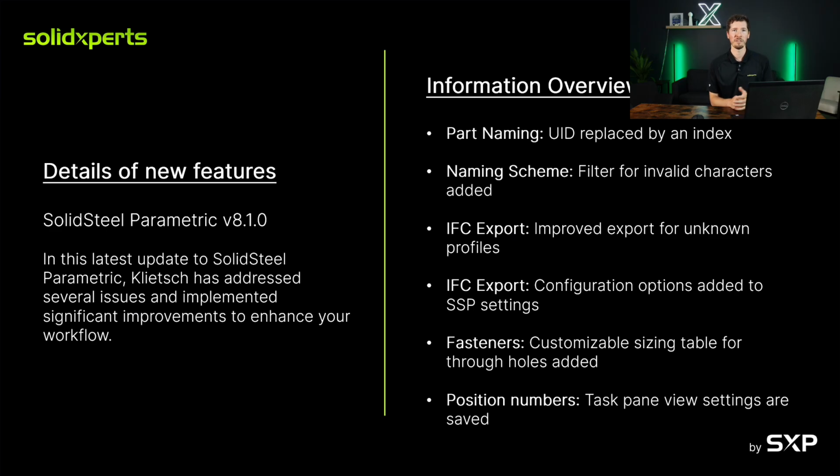There's also been a filter for invalid characters added. This fixes a bug, whereas after a certain sequence of events, specific invalid characters within SolidWorks, such as the percentage symbol, would be inserted in part names, resulting in their deletion from your SolidSteel project. So this filter for those invalid characters fixes that bug, so you no longer have that issue, which is great.